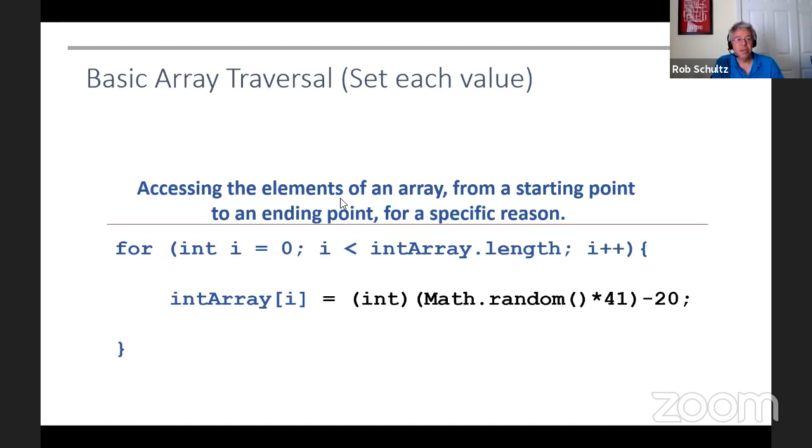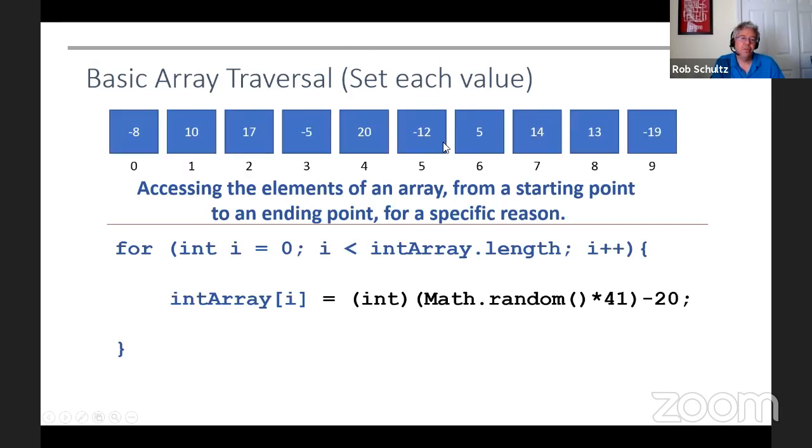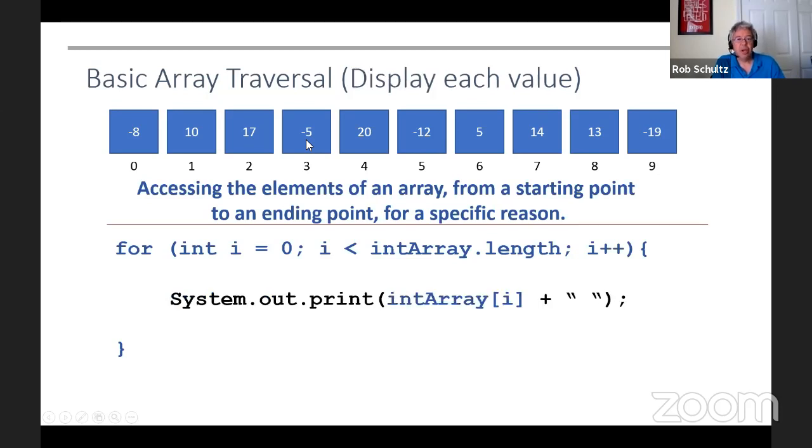For example, with this one, I'm using basic array traversal to set each value in my array. Oh, there's what I would end up with. So this is the array we're going to work from. I can also use basic array traversal to display each value. So I'm accessing the elements of my array from a starting point to an ending point for a specific reason. The specific reason is that I want to display each element in my array as I iterate through my loop. With each one of these, I know that we're telling you to take notes and write things down, so I'll give you a couple seconds with each one to jot down what it is we're doing.